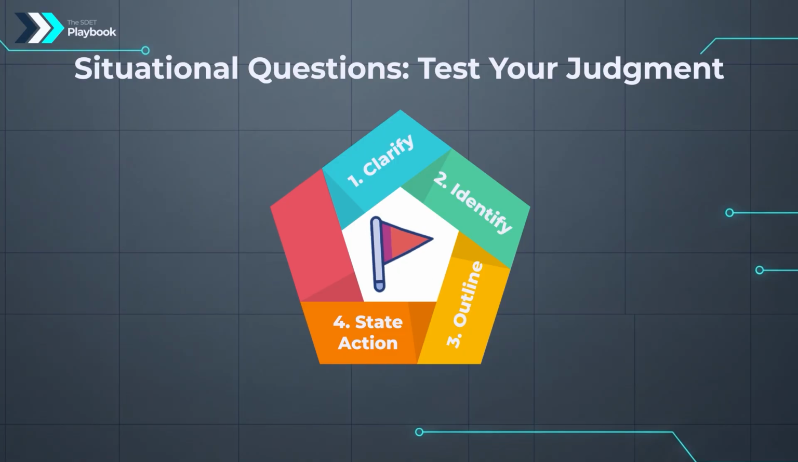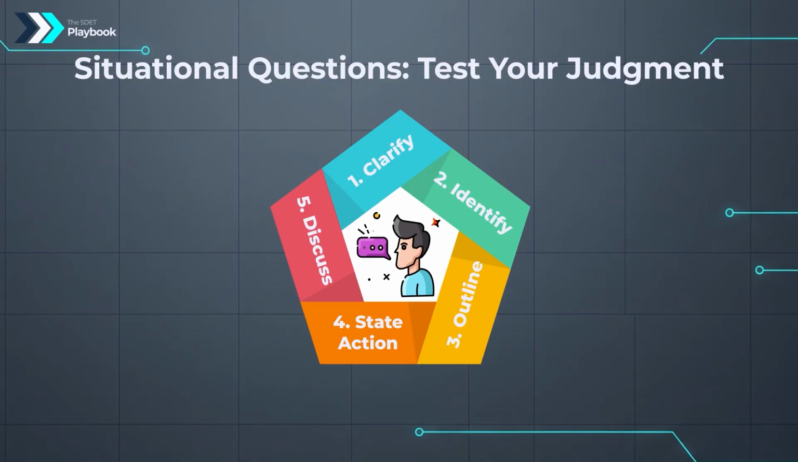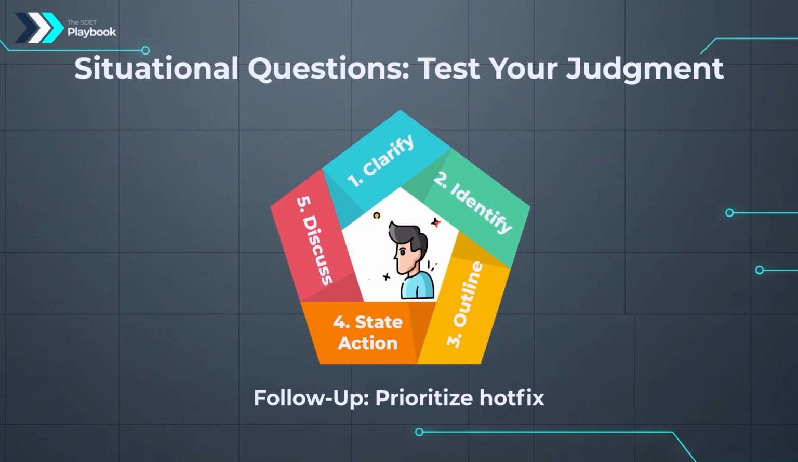Step 4. State your action. Make a decision and justify it. Based on the risk to our users, I would strongly recommend against a full release with this known critical bug. My immediate action would be to present the data on the bug's impact to the product manager and lead developer, and formally recommend we pursue the mitigation strategy: release on time, but with the new feature disabled via a feature flag. Step 5. Discuss outcomes. Close the loop. The expected outcome is that we meet the business deadline while protecting our customers from a major issue. My follow-up would be to ensure a hotfix is prioritized for the next day.